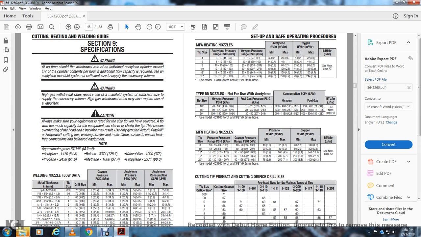Section 9, Specification Warning. At no time should the withdrawal rate of an individual acetylene cylinder exceed 1/7 of the cylinder contents per hour. If additional flow capacity is required, use an acetylene manifold system of sufficient size to supply the necessary volume. Warning: high gas withdrawal rates require a manifold system of sufficient size to supply the necessary volume. High gas withdrawal rates may also require the use of a vaporizer.